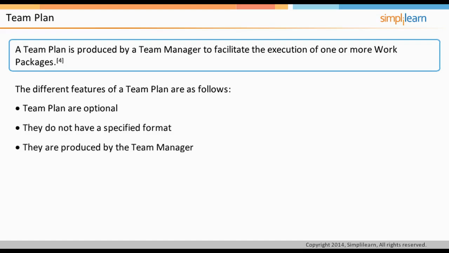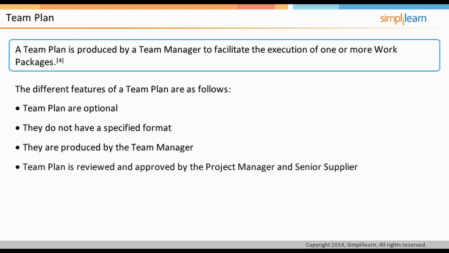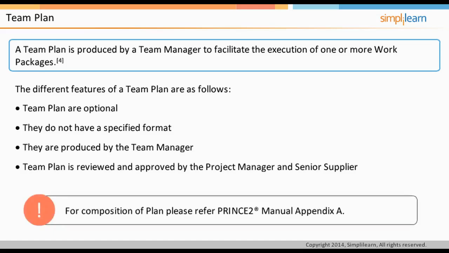The formality of the team plan could vary from simply appending a schedule to the work package to a fully formed plan in similar style as a stage plan. The team managers may create their team plans in parallel to the project manager creating the stage plan for the management stage. The team plan should be reviewed and approved by the project manager and senior supplier. In the following screen, we will learn about one of the important plans, that is, exception plan.